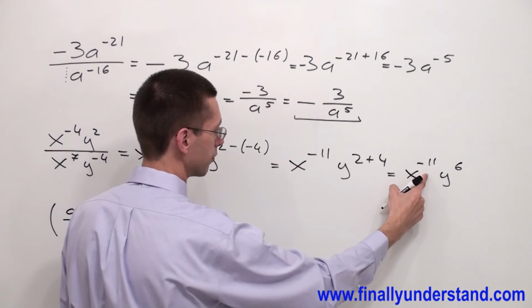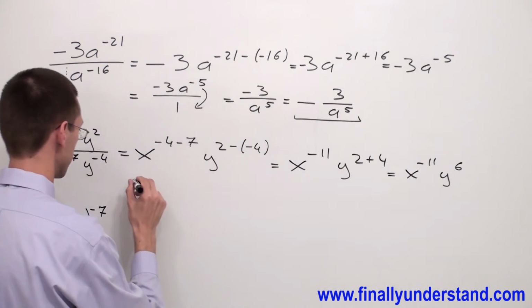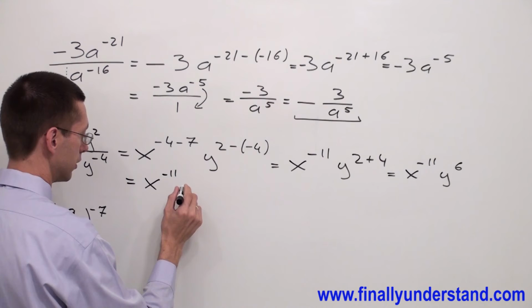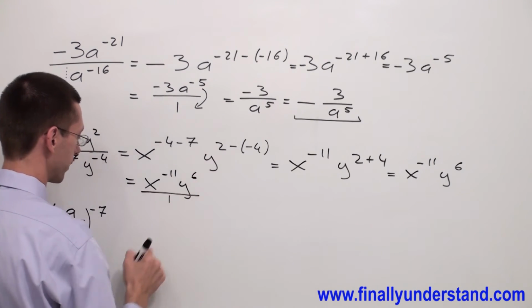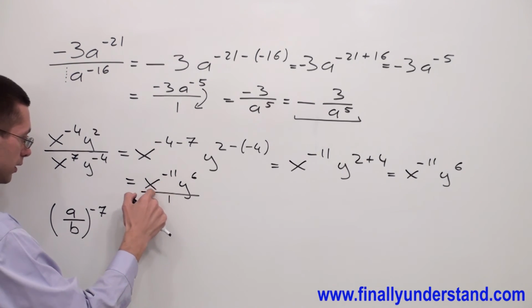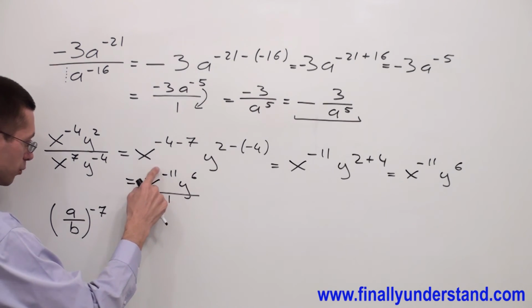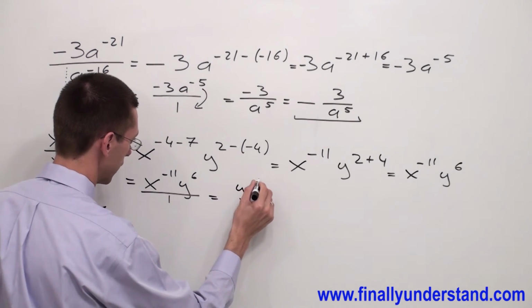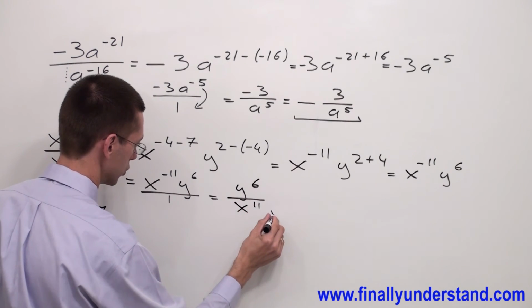Now, because I have a negative exponent, I'm going to convert this expression to a fraction, which is x to the negative 11, y to the 6 over 1. We said anytime we want to convert a negative exponent to positive, and the variable is in the numerator, we have to take this variable and bring it down to the denominator. That's why my answer is going to be y to the 6 over x to the 11. This is the solution.